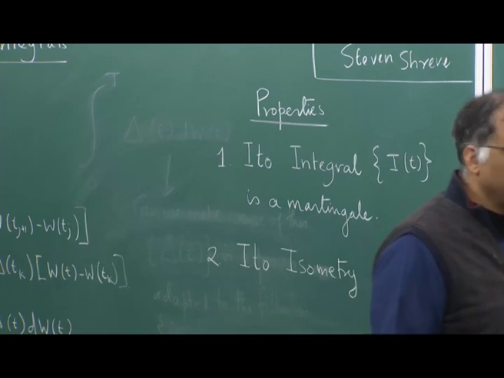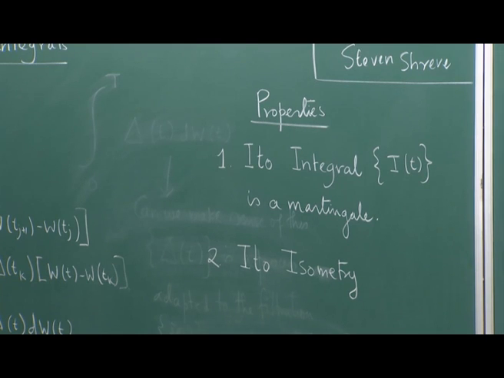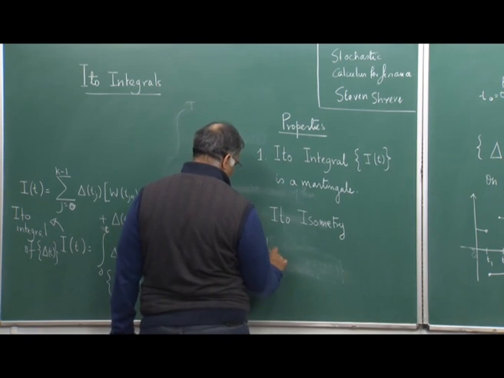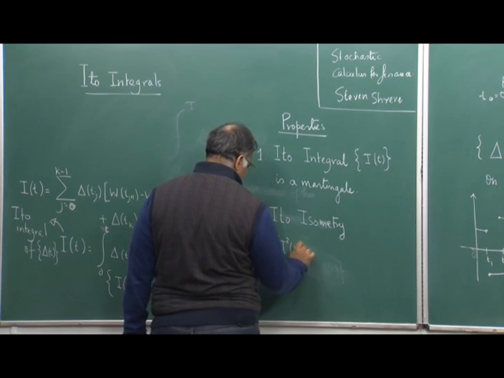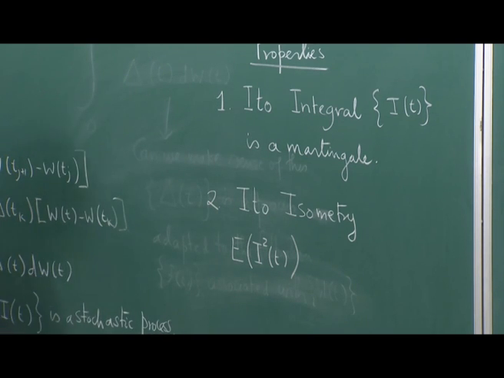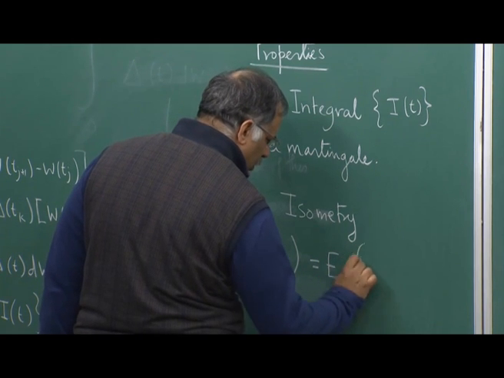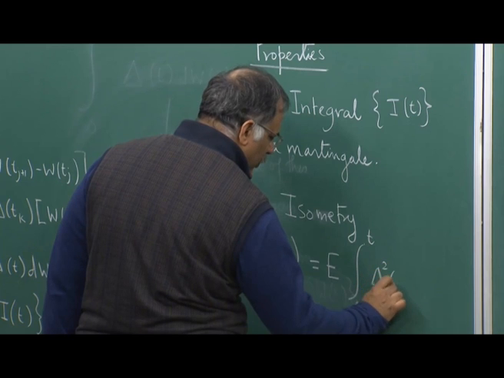We will see what is the meaning of Ito isometry. Ito isometry says the following: expectation of I square t, so expectation of the random variable I square t, is equal to expectation of integral 0 to t delta square u du.